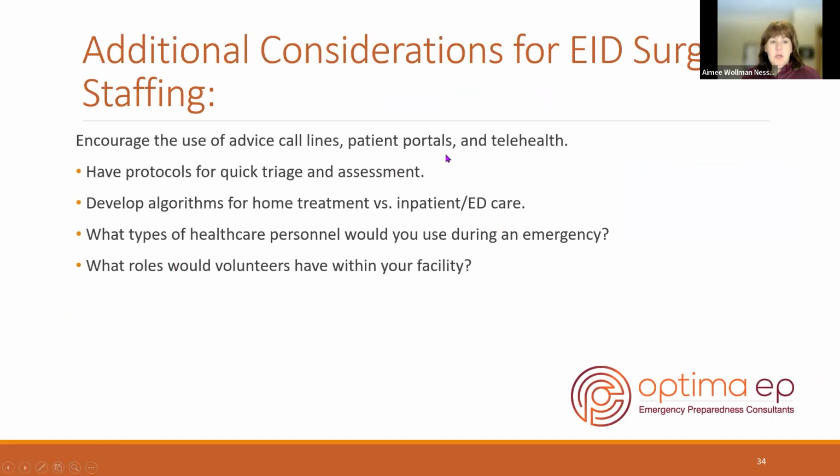Additional things to think about with staffing is, how would you incorporate the use of telehealth, advice call lines, patient portals? Again, what are your protocols for quick triage and assessment? How do you determine if somebody can stay at home or needs to go to the emergency department? Again, what types of healthcare personnel? Would you accept a volunteer? Would you accept a retired nurse who maybe doesn't have their license up to speed anymore? These are all kinds of questions that we need to be thinking about and are strongly encouraged to have in our plans.